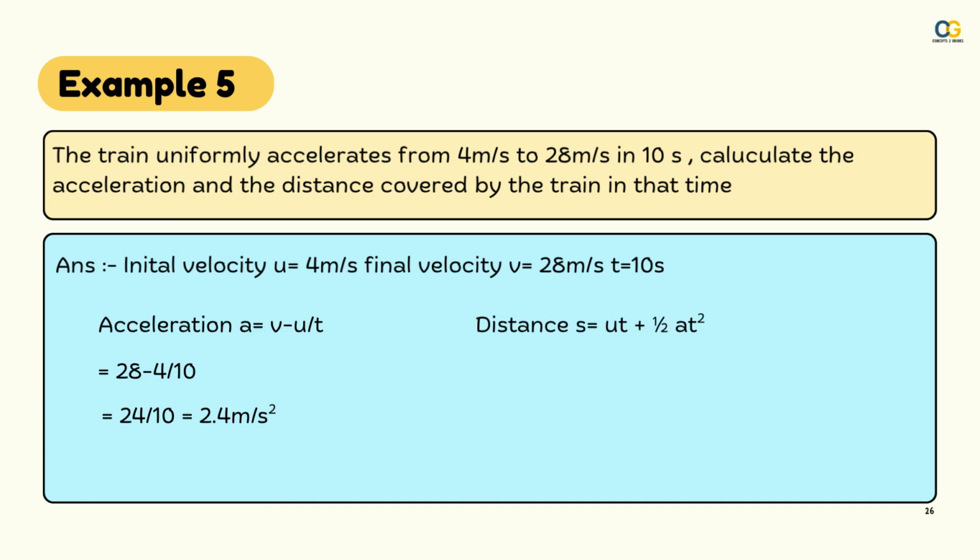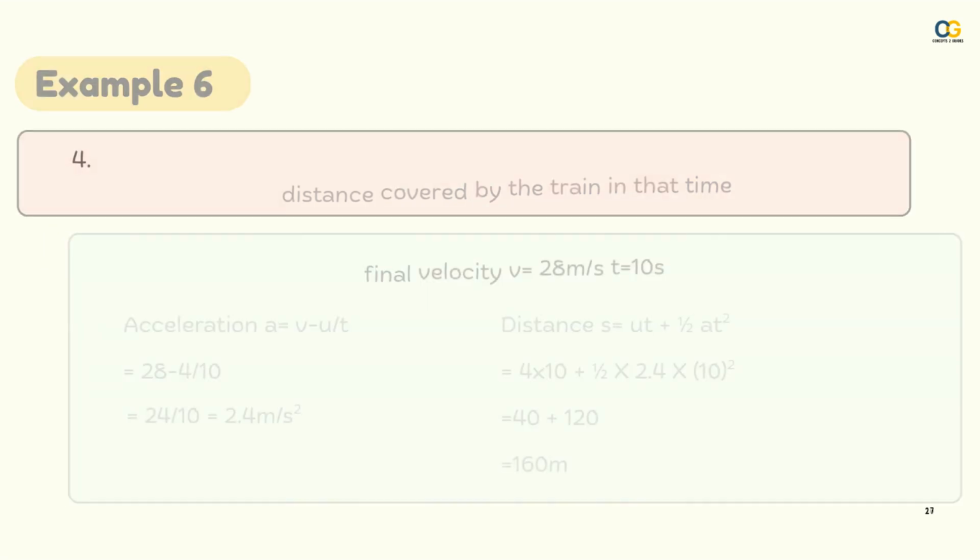And the distance traveled is given by the equation of motion ut plus half at squared, substituting the values: 4 into 10 plus half into 2.4 into 10 power 2, which is equal to 40 plus 120, giving 160 meters. This is how we can calculate. Let us solve another example to get a better understanding.